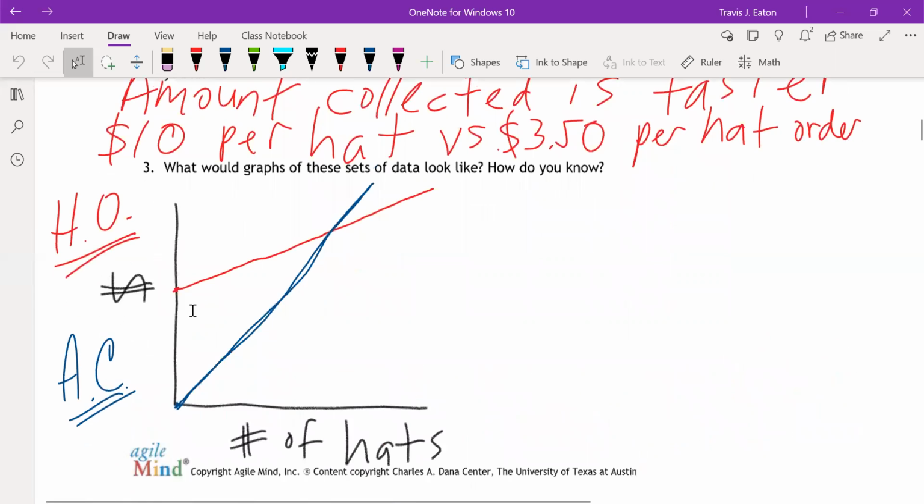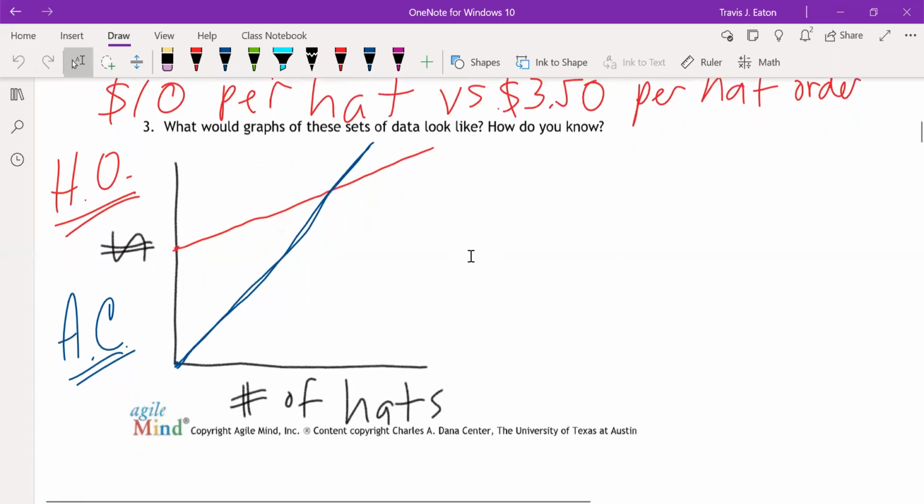The hats ordered, of course, you have to start at that $100 mark, and then it's $3.50 per hat. And then the amount of money that would be collected. If you had 0 hats sold, well, you don't collect any money, but then it goes up by $10 for every hat. So we just kind of sketch that graph out.